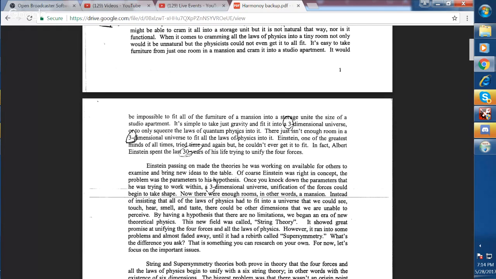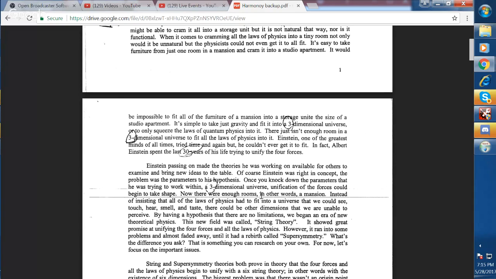So for the first time, we were able to see Einstein's notes because he kept them hidden. He was afraid someone would steal his work once again. So Einstein was right in concept, but the problem was the parameters of his hypothesis. Once we knock down all the parameters that we are trying to work within a three-dimensional universe, the unification of the four forces could begin to take shape. So now there were enough rooms. Basically, they knocked down the walls, as I always say: knock down that box, knock down the lid, knock down the four walls, go beyond and look back down. So that's what these new physicists began to do.